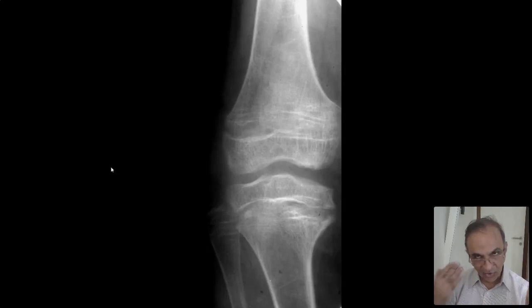Why is this not rickets? Because the trabecular pattern is not coarse. Look at the trabecular pattern about a centimeter or 2 centimeters above the epiphyseal line of the femur. It's bang normal. The bone density is near normal. I don't say it's completely normal, but the bone density is normal. There is widening of the metaphysis, I agree, but there is no cupping. Look carefully. There is no cupping and there is no fraying.